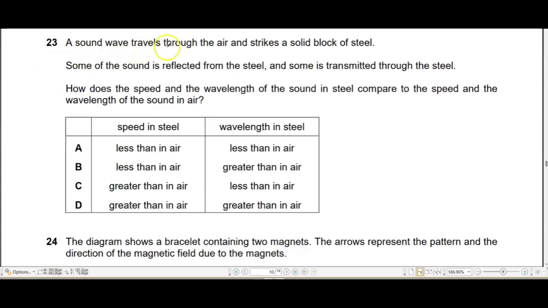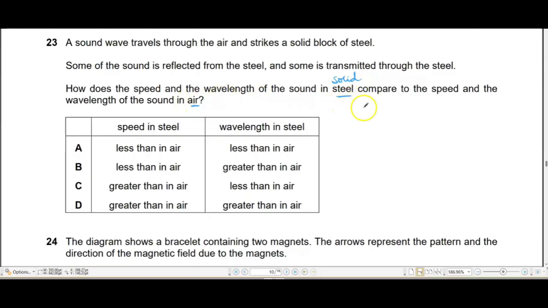Question number 23. A sound wave travels through the air and strikes a solid block of steel. Some of the sound is reflected from the steel and some is transmitted through steel. How does the speed and wavelength of the sound in steel compare to the speed and wavelength of the sound in air? So steel is solid, and obviously they are asking us to compare it with the speed of sound in air.